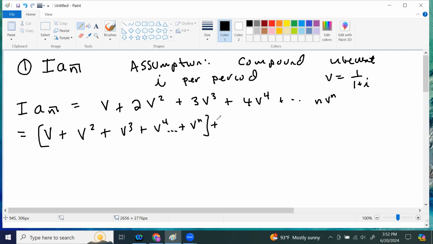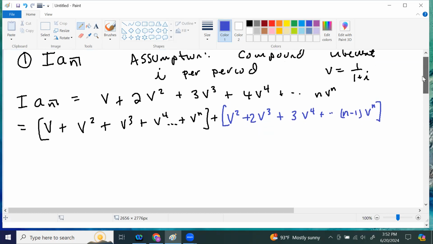Now look at what's left over, and I'll put that in a different color. This one is used. We have an extra v squared left over. We have 2 v cubeds left over, 3 v to the fourths left over. And we finally have n minus 1 v to the n's left over. Now, this looks like a very clumsy way of doing this, but please bear with me. There is a reason I'm splitting it up like this that we will see in a second.